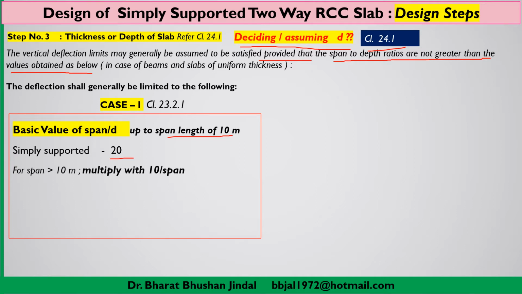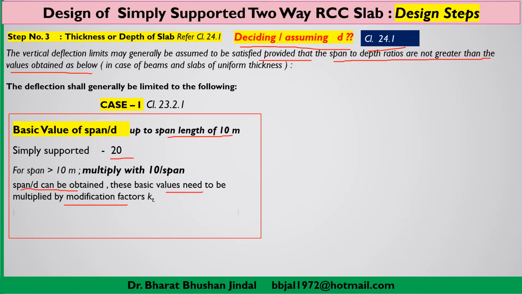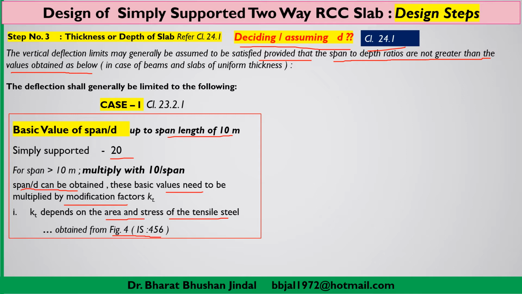And if the span is greater than 10 meters, then accordingly we can multiply it with a factor, that is 10 by span length, and by this step we will be able to get the span by D ratio. And this basic value, that is L by D equal to 20, needs to be multiplied by a modification factor, that is KT, and that KT factor will depend upon the area of steel as well as the stress of the tensile steel. And for this we can take the value from figure number 4 of IS 456.